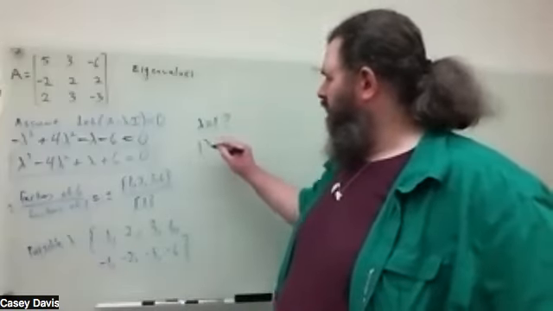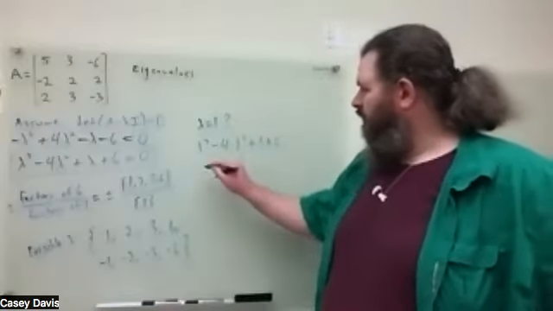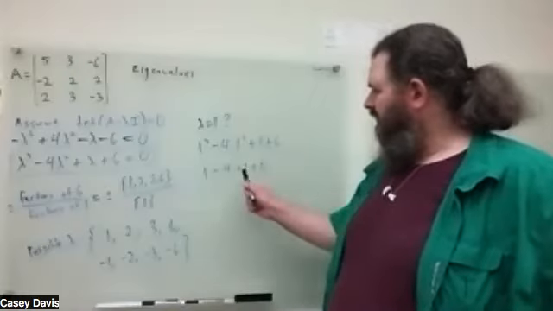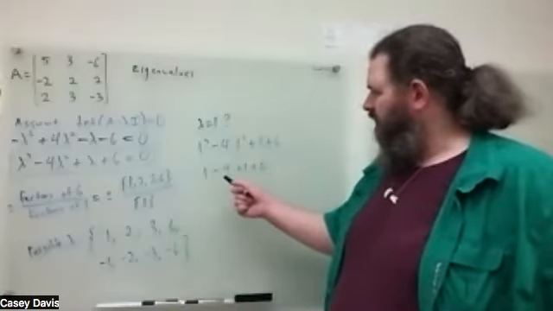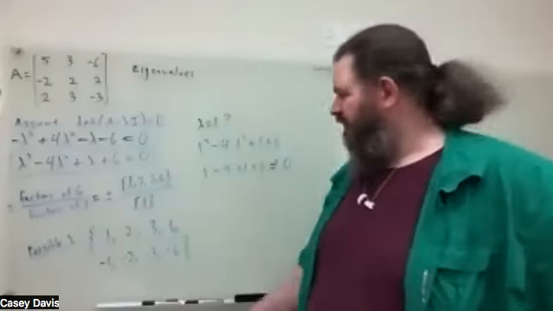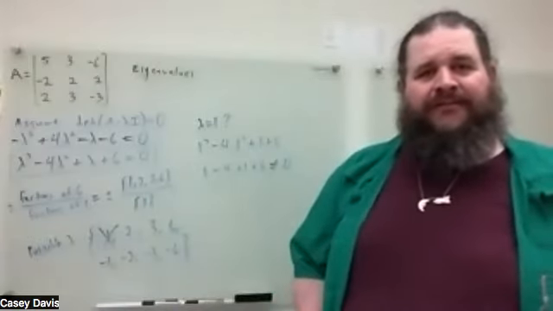we get 1 cubed minus 4 times 1 squared plus 1 plus 6. That's 1 minus 4 plus 1 plus 6. 6, 7, 8 minus 4 is 4. So that is not 0. So that means positive 1 doesn't work. We can cross that off the list. What do you want to try next?